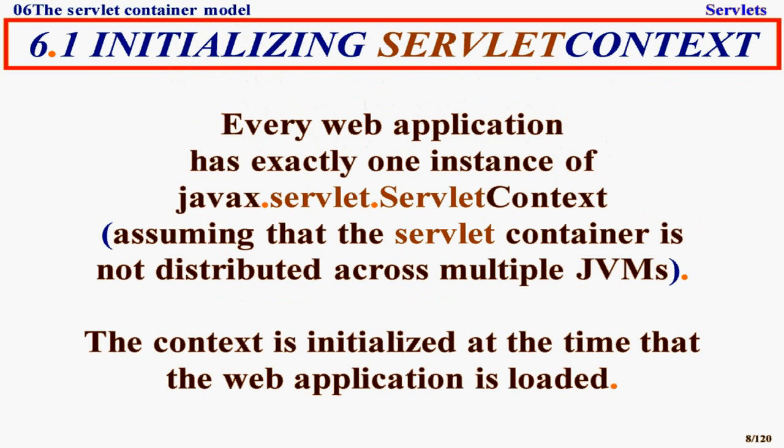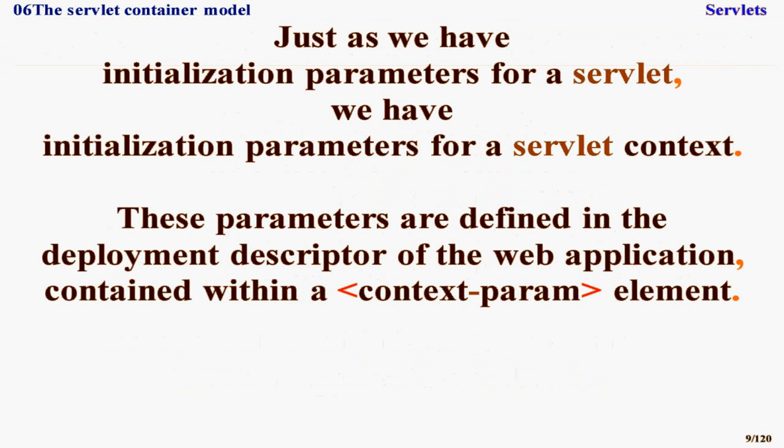We will also examine the behavior of the servlets and the servlet container in a distributed environment. 6.1. Initializing ServletContext. Every web application has exactly one instance of javax.servlet.ServletContext, assuming that the servlet container is not distributed across multiple JVMs. The context is initialized at the time that the web application is loaded. Just as we have initialization parameters for a servlet, we have initialization parameters for a servlet context. These parameters are defined in the deployment descriptor of the web application, contained within a context-param element.